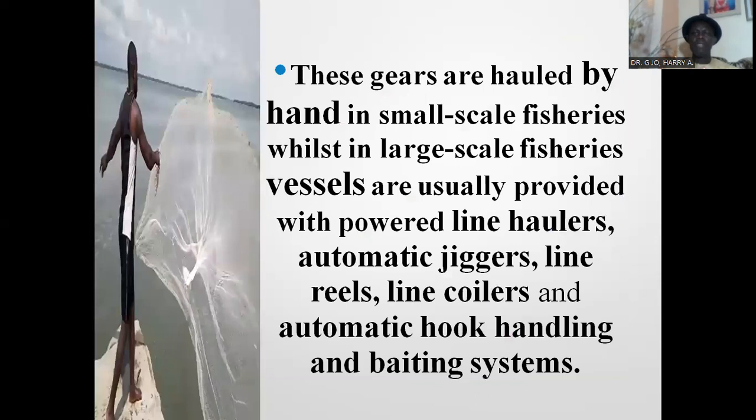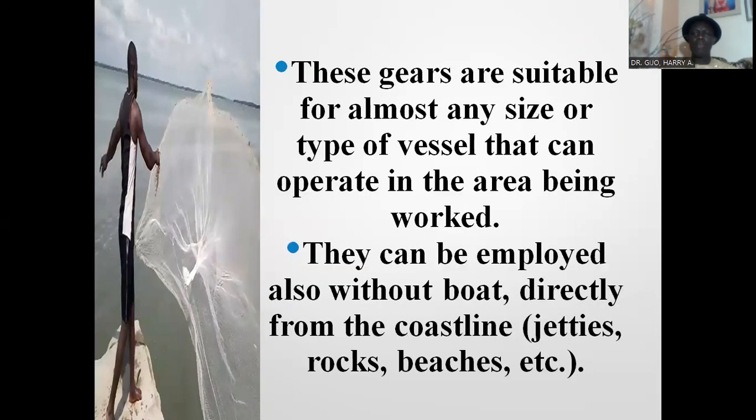These gears are hauled by hand in small scale fisheries, whilst in large scale fisheries, vessels are usually provided with powered line haulers, automatic jiggers, line reels, line coilers, and automatic hook handling and baiting systems. So it can be deployed by hand or through a vessel that has various devices designed to set and retrieve the gear.